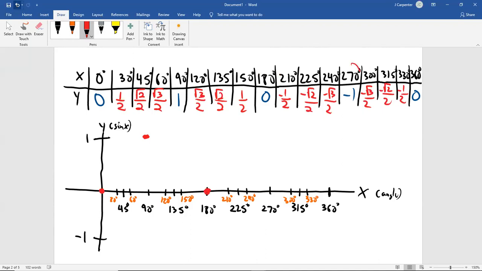Then I'm going to do the 270 and the -1. So 270 and -1, we go right 270 degrees down 1. And then finally the 360 degrees and 0. So we go right 360 degrees, up or down nothing. These 5 red points are what you will be doing on your own.